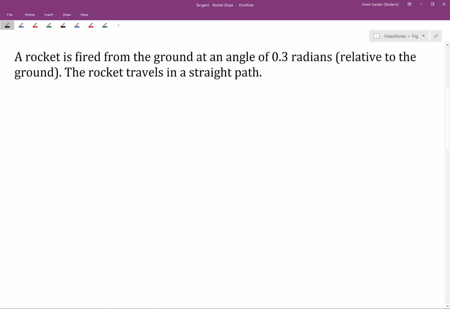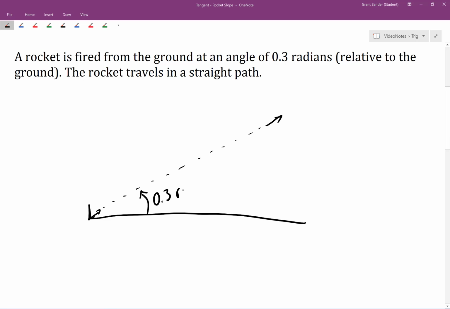So we've got the ground. We'll assume the rocket fires from right here. So the rocket fires there, and then it travels in a straight path, goes on forever. And the angle fired is 0.3 radians.